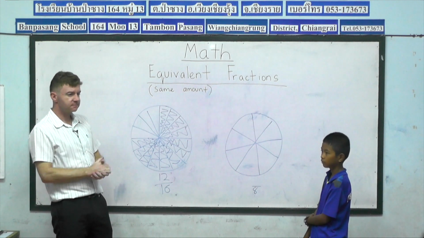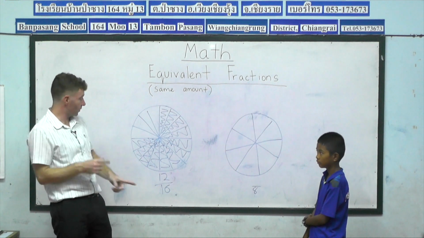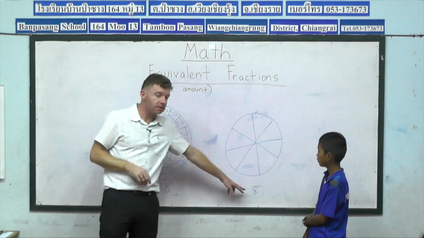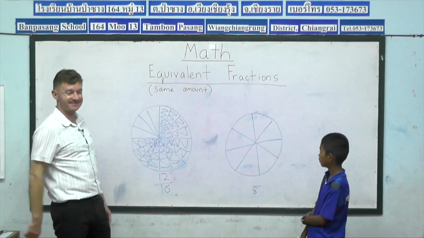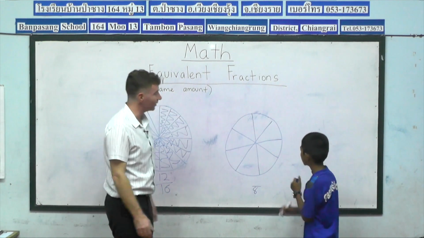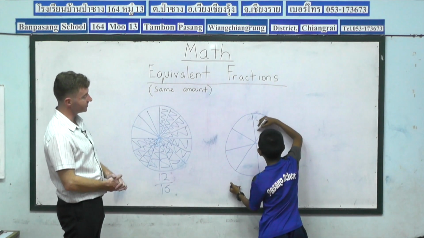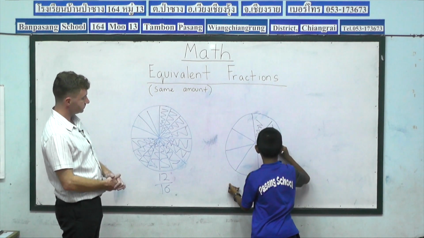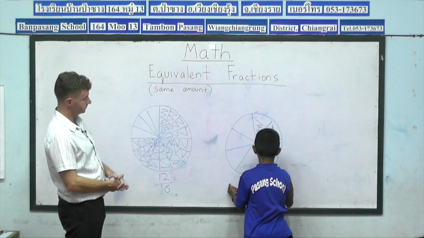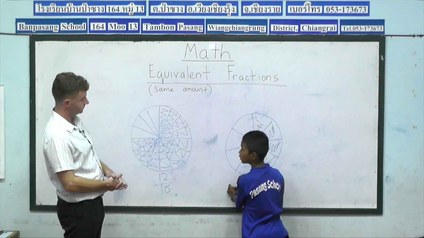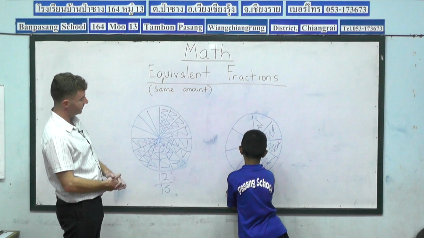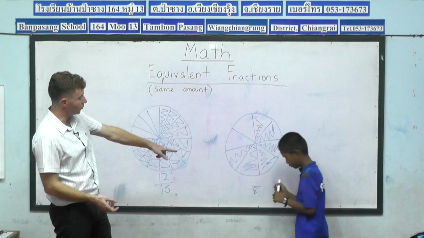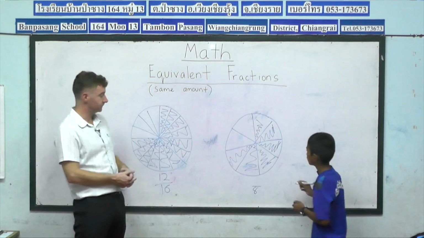Higher? 7? No, we'll go one more. 9. Lower. We have 8 parts. 6. Correct. So, Pat, you can colour in 6 parts to this fraction. And 2 more. Yeah, that's 4. 5. 6. And then you can write your numerator above your denominator.